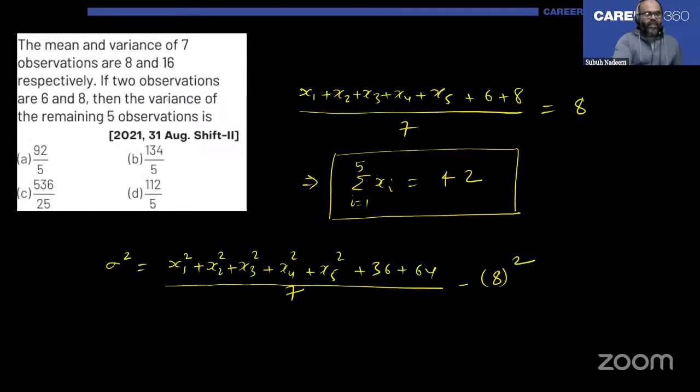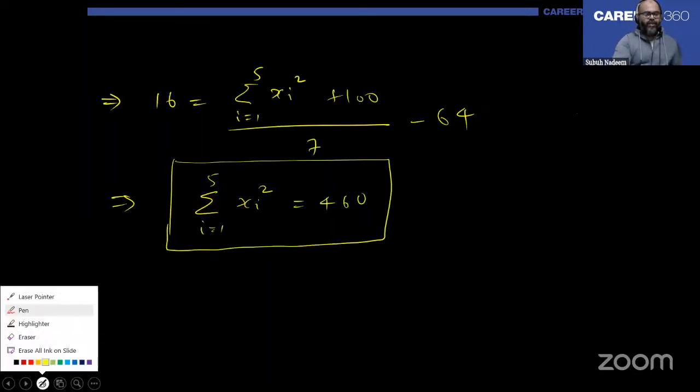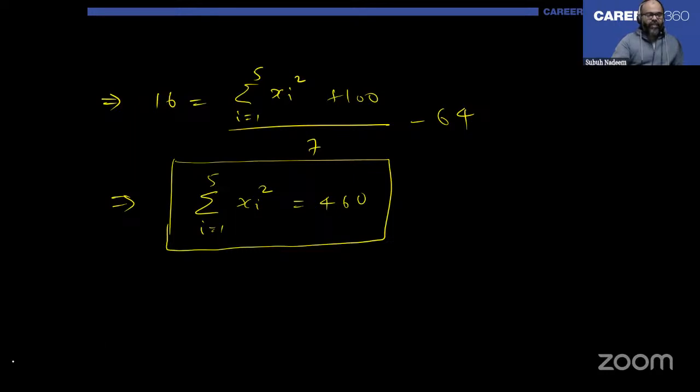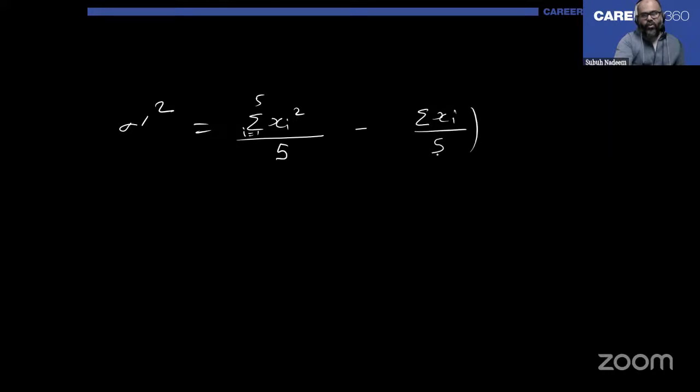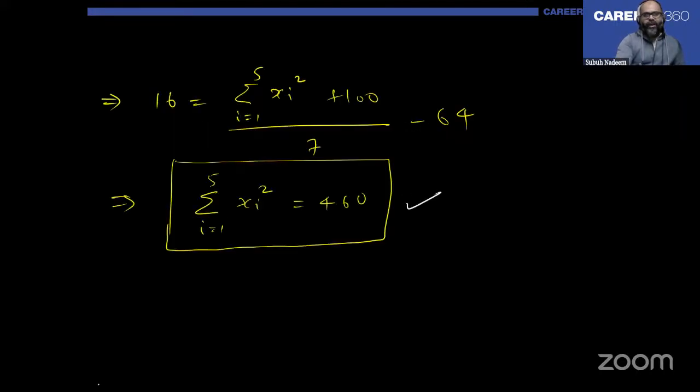Now they are saying, then the variance of the remaining 5 observations is... So in order to find the variance of the remaining 5 observations, let us suppose sigma dash square. So sigma of xi square by n, where i equal to 1 to 5, minus, n is 5, we have 5 observations which are remaining, sigma of xi by 5 whole square. So sigma of xi square is 460.